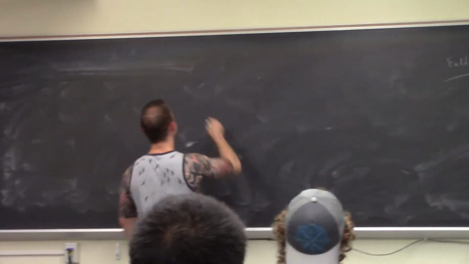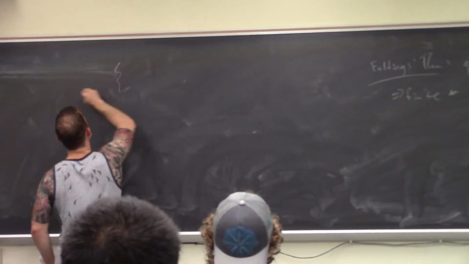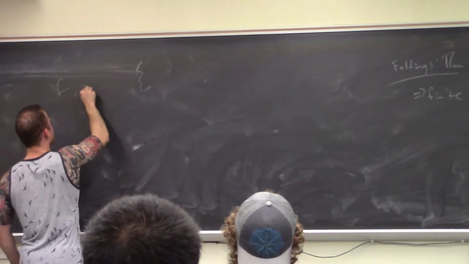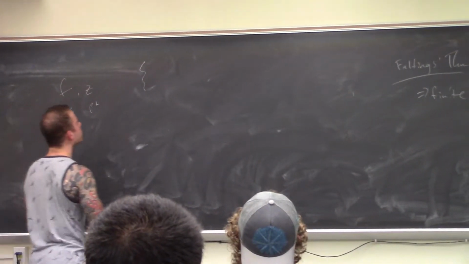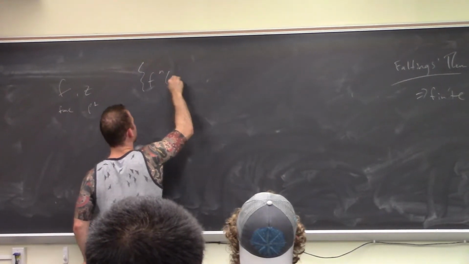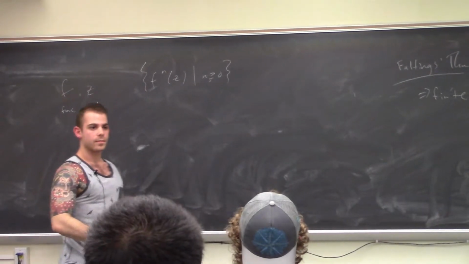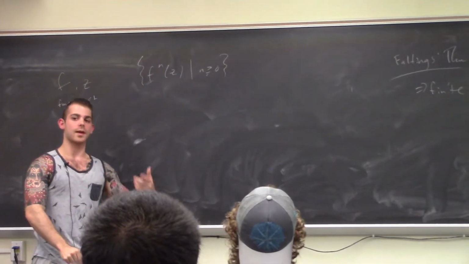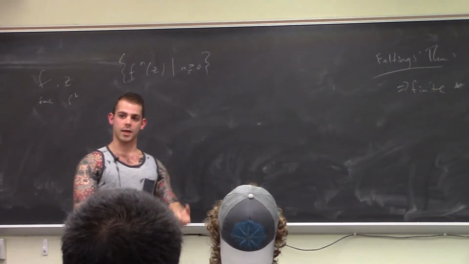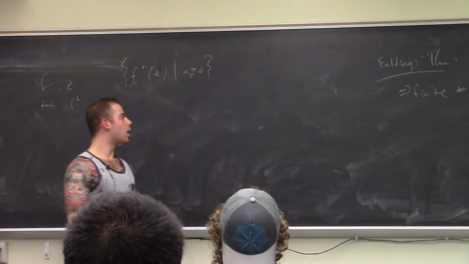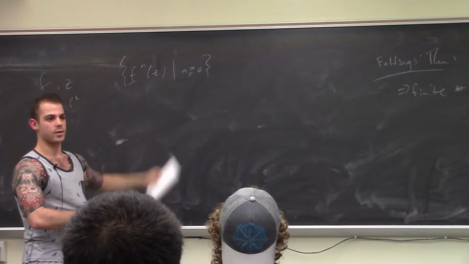So consider the following problem. I'm going to take a function f and a point z, right? This is a function, this is a point. And I'm going to consider all forward iterates of it. So I'm taking the point, applying f, and I get something. I apply f again, and I get something. And I apply f again, and I get something. I'm going to keep applying f for every n greater than 0.